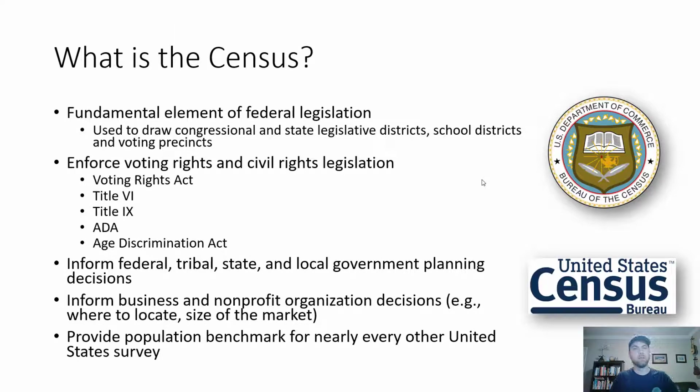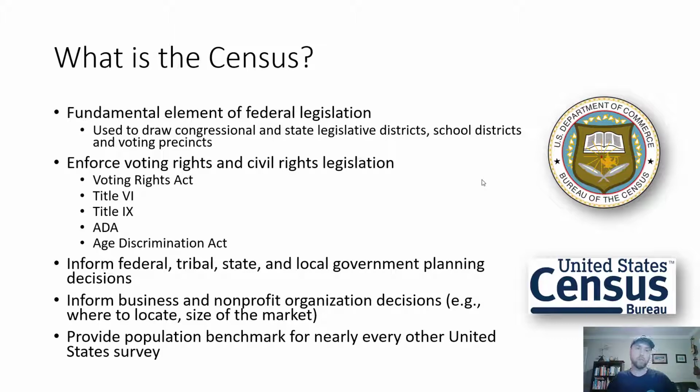Census data is a fundamental element of federal legislation, used to draw congressional and state legislative districts, school districts, and voting districts. Also, it helps enforce voting rights and civil rights legislation. There are several pieces of legislation in the United States that essentially mandate every single person be counted. This lines up with the Voting Rights Act, Title VI, Title IX, the Americans with Disabilities Act, and the Age Discrimination Act.